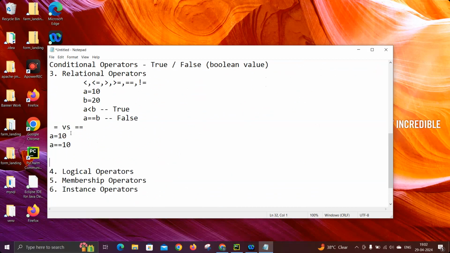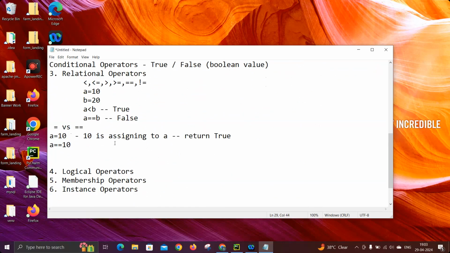Remember, a equal to 10 means here 10 is assigned to a. That means we are storing the value 10 into a. From this point, whenever you use a or print a, it will give the value 10. That is the meaning of a equal to 10. And it always returns true, because it's just storing; it doesn't have any validation.